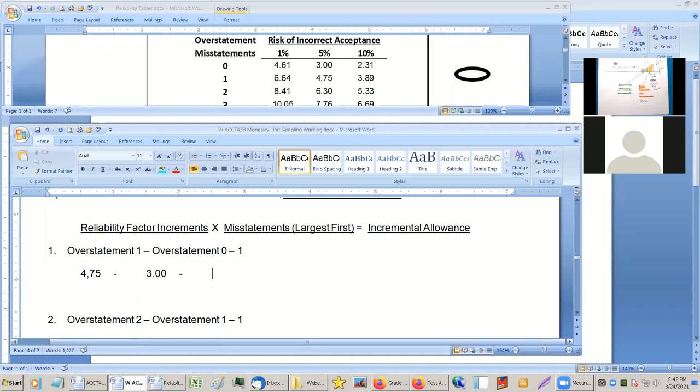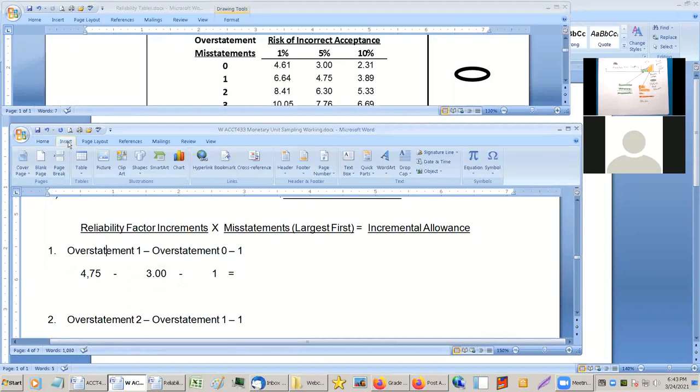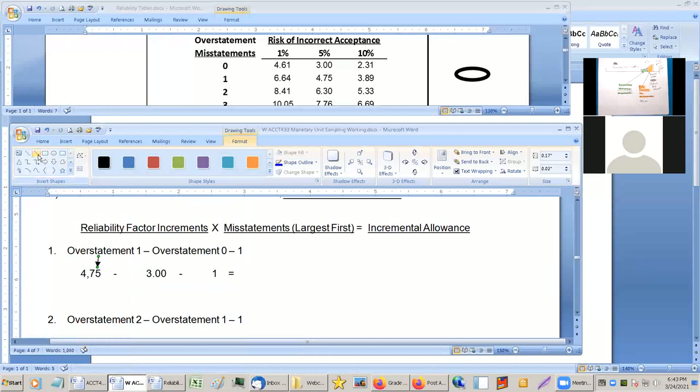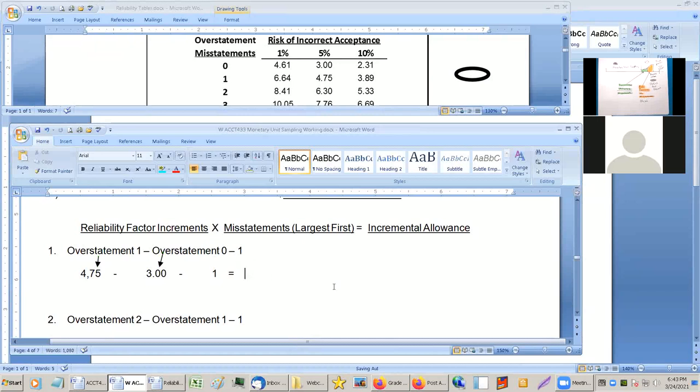Minus one. So this is the overstatement for one, minus overstatement zero. And so this will be the first increment of the allowance. This will be 4.75 minus three is equal to, so I think it's 0.75. I'll show you what we do with that in a minute.